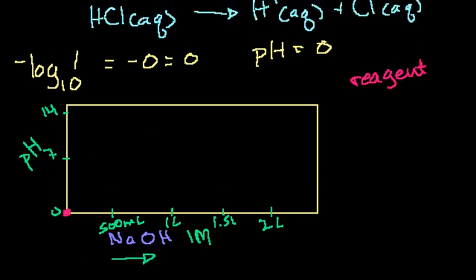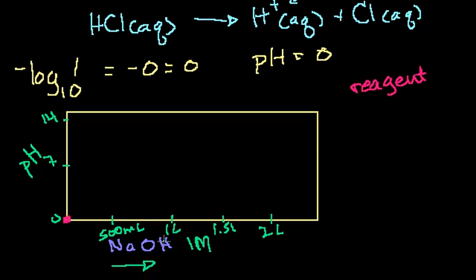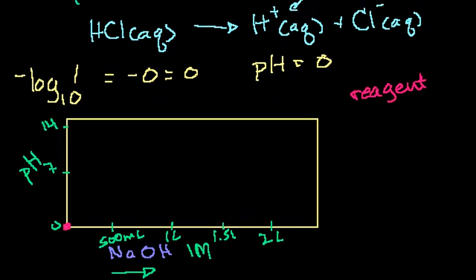So what's going to happen? As I slowly add hydroxide, it's going to increase the pH. Why is it going to increase the pH? Because this OH, remember, hydroxide is a strong base. So the NaOH dissociates completely in an aqueous solution to OH minus plus sodium cation, right?